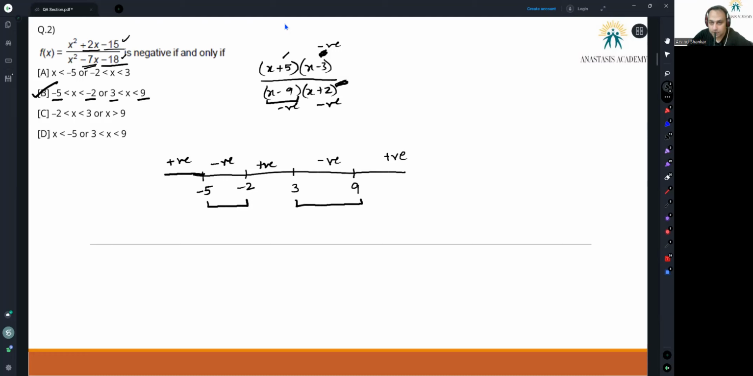Can you also see this function is undefined at 9 and minus 2? This function is undefined at 9 and minus 2 because there the denominator will turn 0. If the numerator turns 0, not a problem. But at minus 2 and 9, this function is undefined altogether.